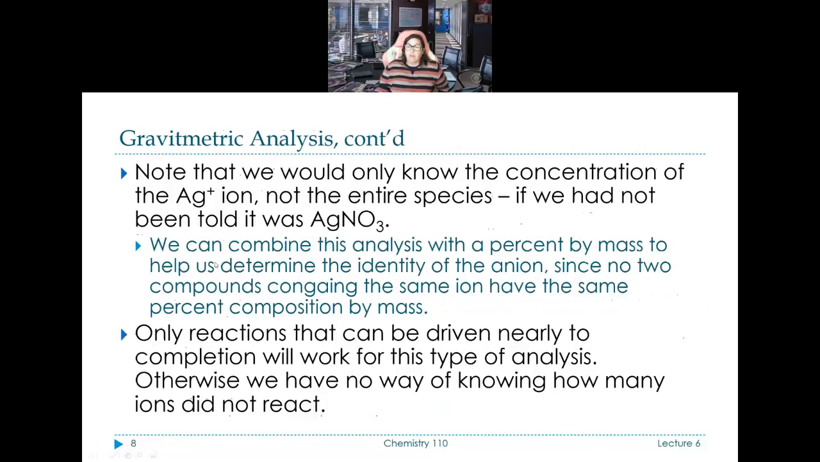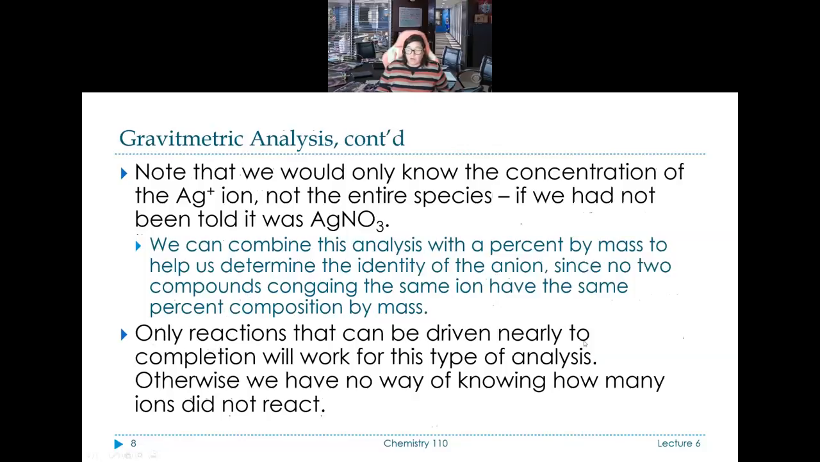We can combine this analysis with a percent by mass to help us determine the identity of the anion, since no two compounds containing the same ion have the same percent composition by mass. So we can use that. If we can identify the product that we've made, we can then do some combinations of those two analyses to see what we have. We are not going to do that in this class. I'm not going to force you to do that, but that is something that can be done.